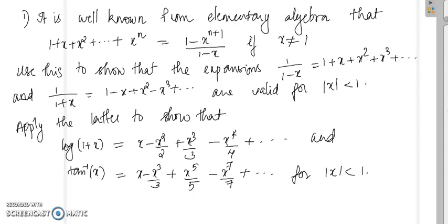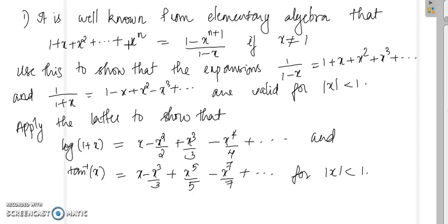So the first question is, it is well known from elementary algebra that 1 plus x plus x square plus etc. x raised to n will be equal to 1 minus x raised to n plus 1 by 1 minus x, provided x is not equal to 1. Now using this we need to show that the expansions 1 by 1 minus x is equal to 1 plus x plus x square plus x cube plus etc. and 1 by 1 plus x is equal to 1 minus x plus x square minus x cube plus etc. are valid for mod x less than 1.